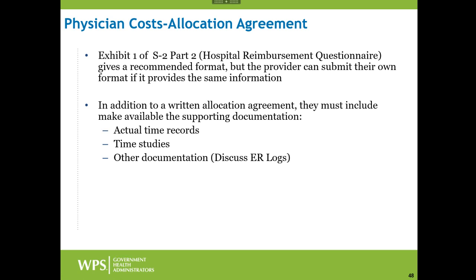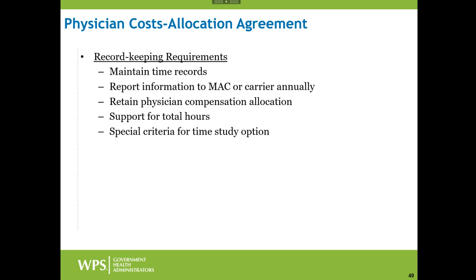As we said earlier, the allocation agreement must be supported by either actual time records, time studies, or other documentation. We'll talk about ER logs in just a bit. So the record-keeping requirements: you have to maintain those time records, report it to the MAC annually, retain the physician compensation allocation, the support for total hours, and any sort of special criteria that needs to be followed for the time study option. We'll talk about a difference between physician time studies versus non-physician time studies in just a bit.